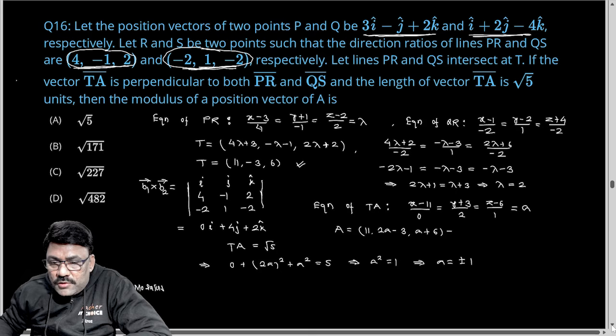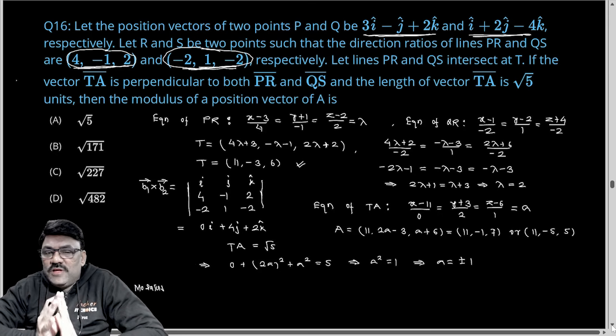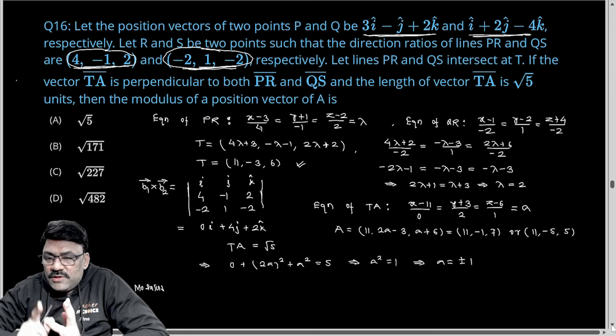See, what is the A point? If I take A equal to 1, the A point is 11, minus 1 and 7. Or if I take A equal to minus 1, it is 11, minus 5 and 5. So there will be two possibilities for A: 11, minus 1, 7, or 11, minus 5, 5.